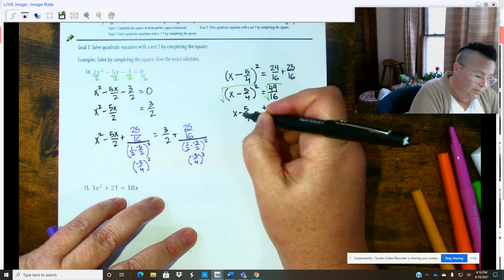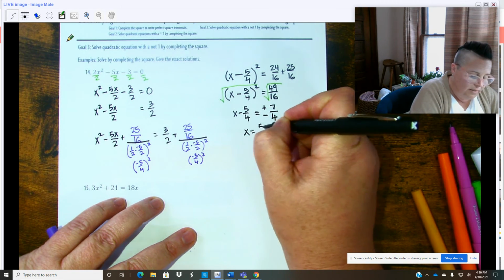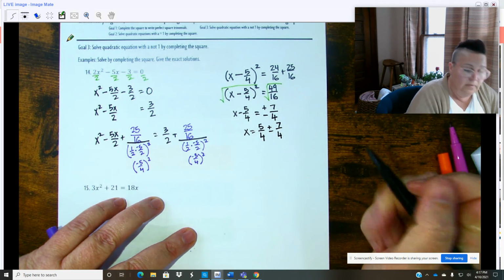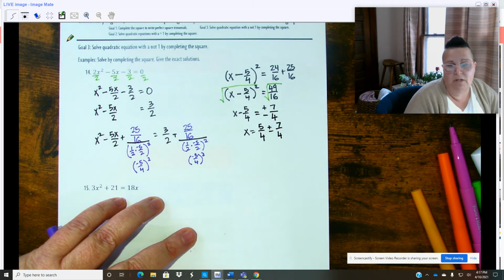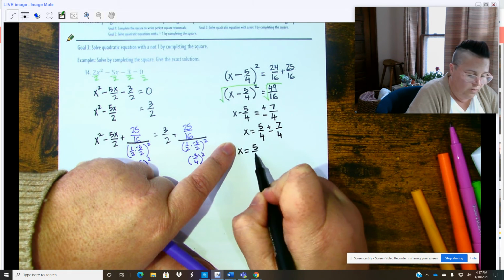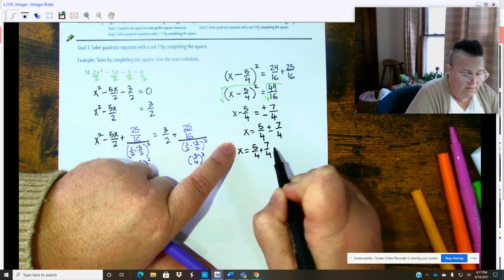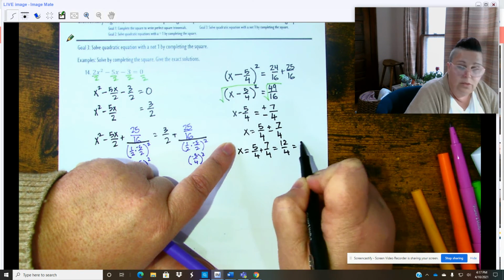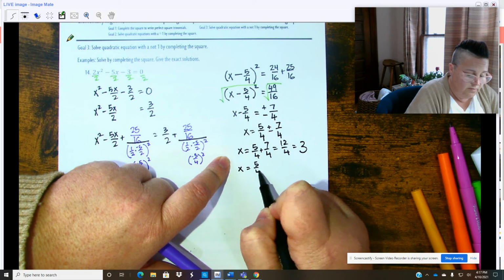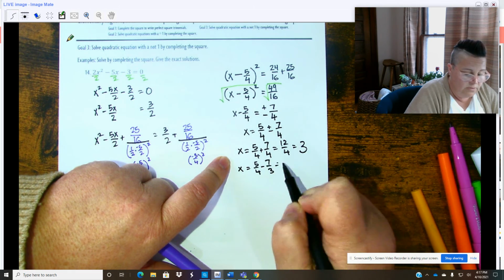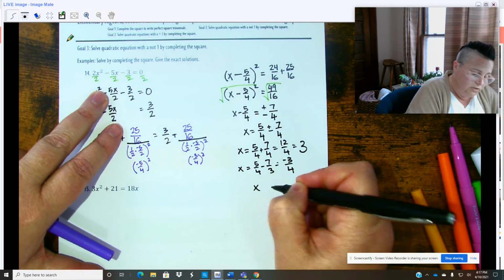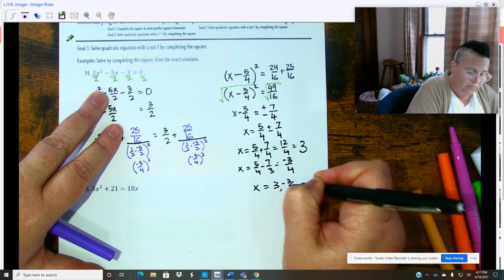So now what we're going to do is add 5/4 to both sides. So we're going to get 5/4 plus or minus 7/4. This gives us two possible options. We could have x equal to 5/4 plus 7/4, that's 12/4 or 3. Or we could have x equal to 5/4 minus 7/4, which is negative 3/4. And we have our two possible solutions. X is 3 or negative 3/4.